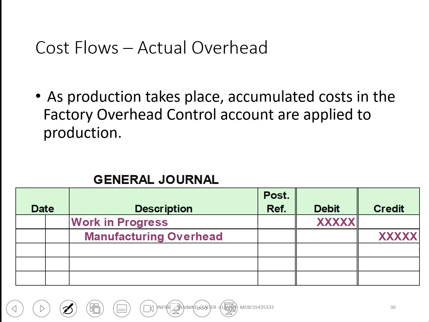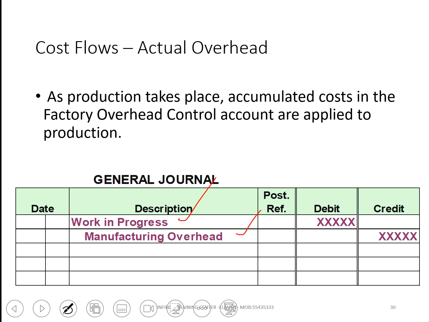Now, when you produce these 40 units, you will move the cost of those 40 units to work in progress. From where? From the manufacturing overhead control account to work in progress. So you will credit the overhead control account and you will debit work in progress.